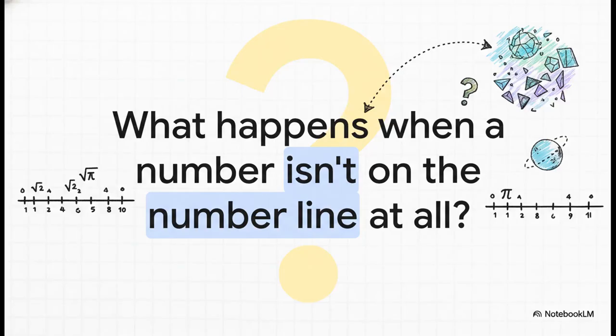So, from the perfect order of military parades to the elegant chaos of irrational proofs, we've explored the rules that govern this whole family of real numbers. We've seen how every single one, from the simplest integer to the wildest irrational, has its own unique place on the number line. But this leaves us with one final and kind of tantalizing question. What happens when a number isn't on the number line at all? That, my friends, is an adventure for another time.